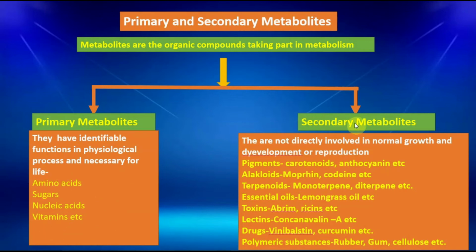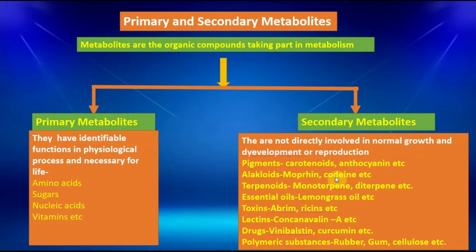Then secondary metabolites. What is actually a secondary metabolite? These metabolites have no direct involvement in normal growth and development or reproduction. They are produced, but are not directly involved in maintaining life or in the growth, development and reproduction of the organism. For example, pigments: carotenoids, anthocyanin. They are present in the plant, but are not essentially necessary for growth, development and reproduction.